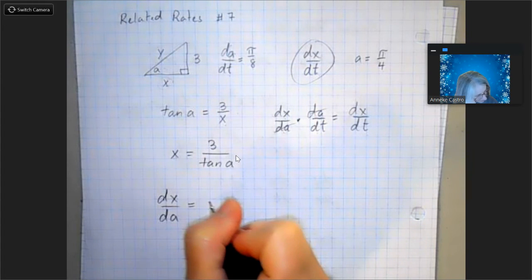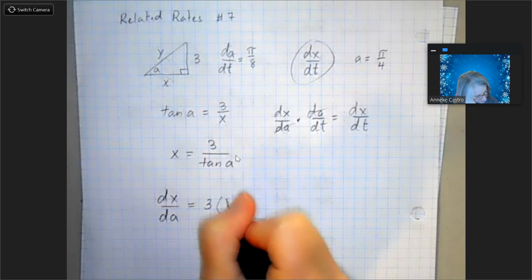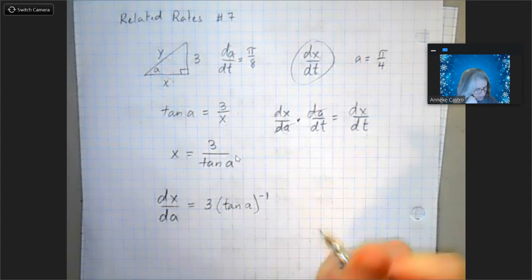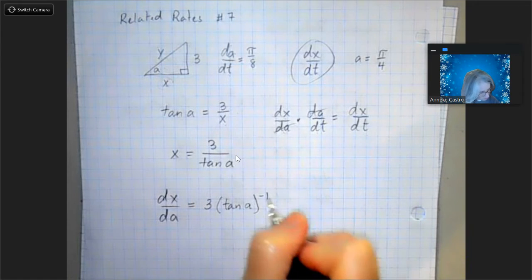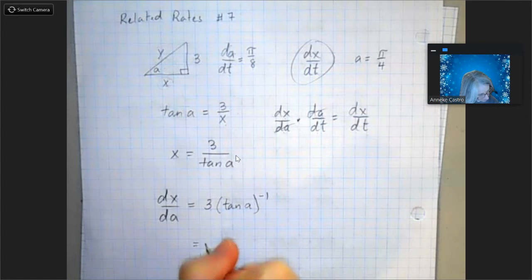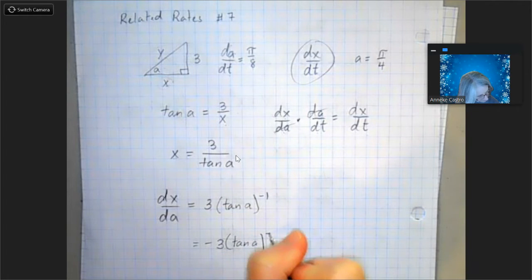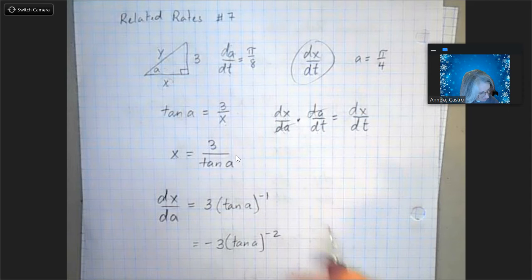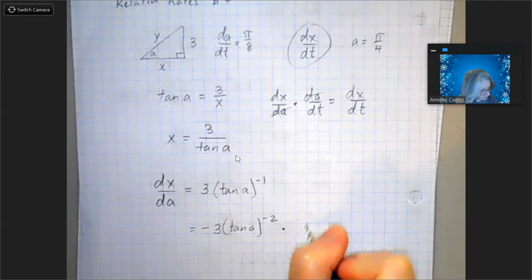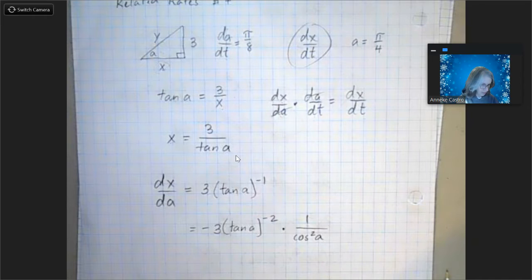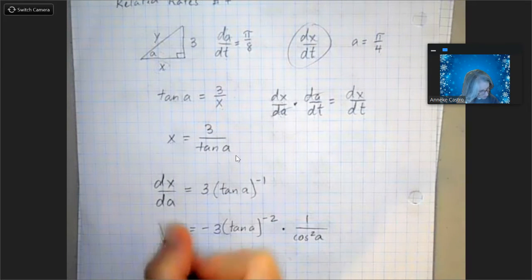I'm going to rewrite it as 3 times tangent to the -1. And now I'm going to use my chain rule. I'm going to do -1 times 3 is equal to -3 tangent of a to the -2, because I got to subtract 1 from that. Now I need to write times the derivative of tangent. The derivative of tangent, it's in your formula packet if you don't remember, but it is 1 over cosine squared. So 1 over cosine squared, A. Okay, so that's my dx dA.